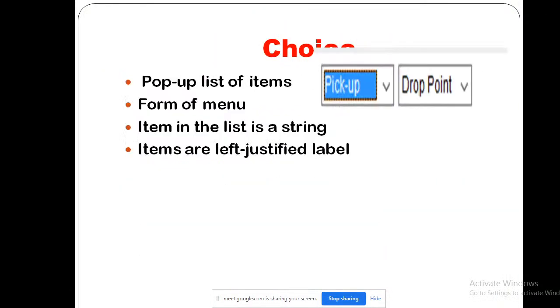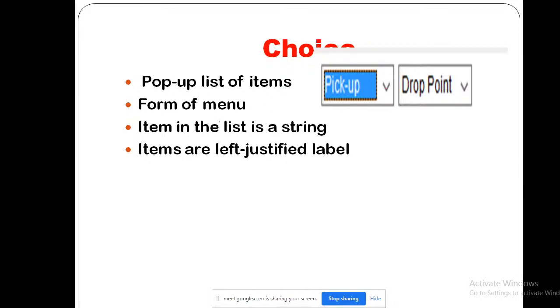Our next control is choice. There is a small difference between the list and choice; both are similar. The main difference is that our choice control always gives a pop-up list. When we click on this drop-down button, we can see the list of items. So it gives a pop-up list of items, and it looks like a drop down menu.